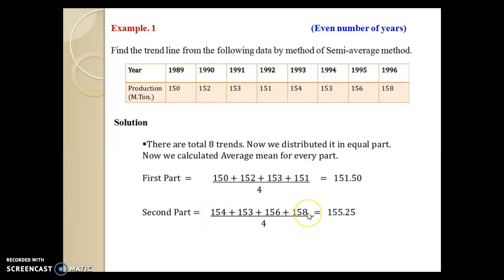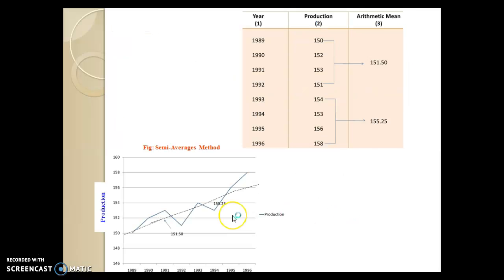Again the second part, 151 to 158, this second part divided by 4 means the sum of all observations divided by 4. The second part sum is 621, divided by 4 means 155.25. This is the second part. As per the procedure, it is divided into two parts. One is the arithmetic mean, again the second is the arithmetic mean.